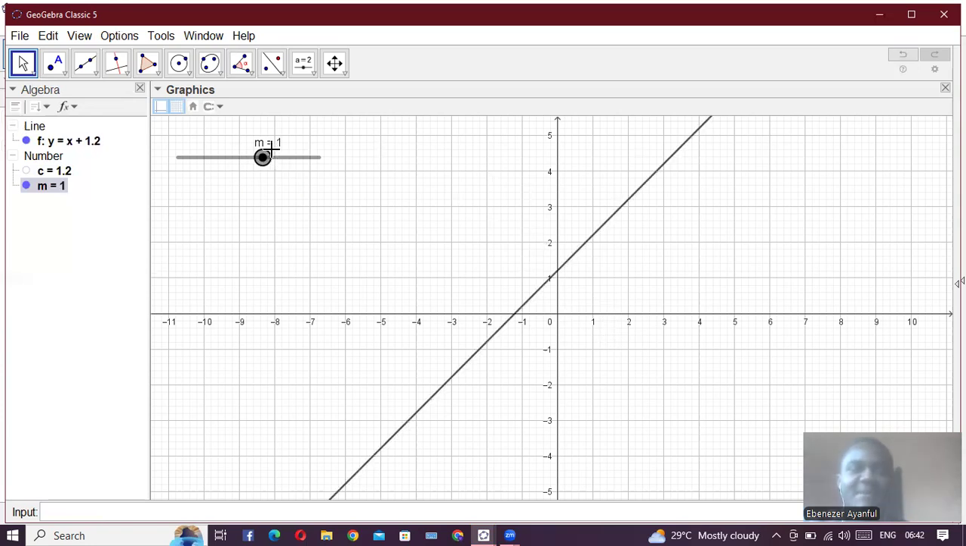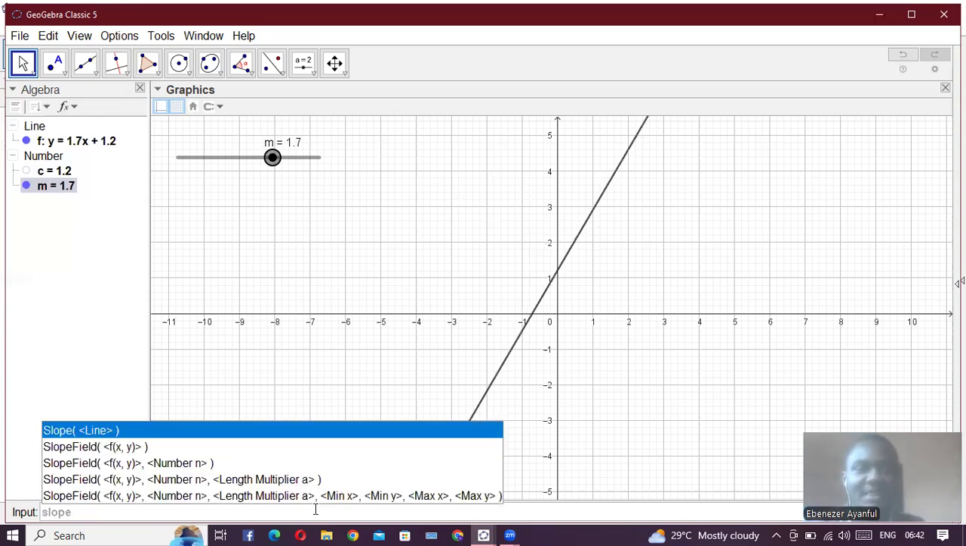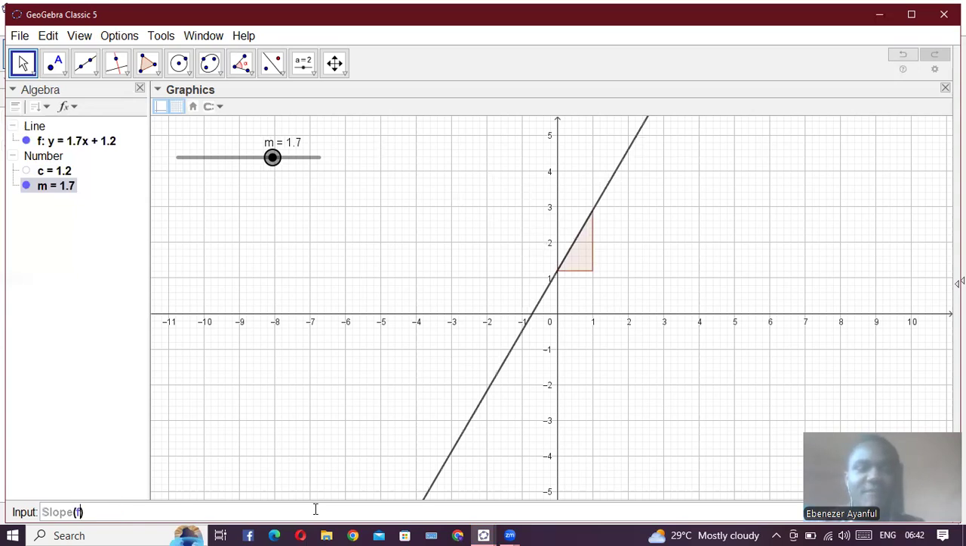Now let us confirm that m is indeed the gradient, because we are the ones saying that it is the gradient. To do that, we're going to use the slope function in GeoGebra. So slope, and our line is f. So slope of f, enter, and then this is it. This a tells us the slope of the line.